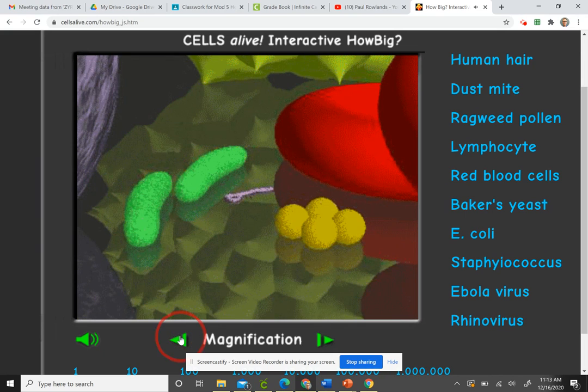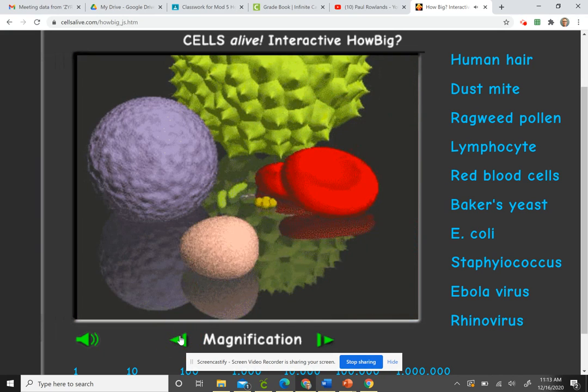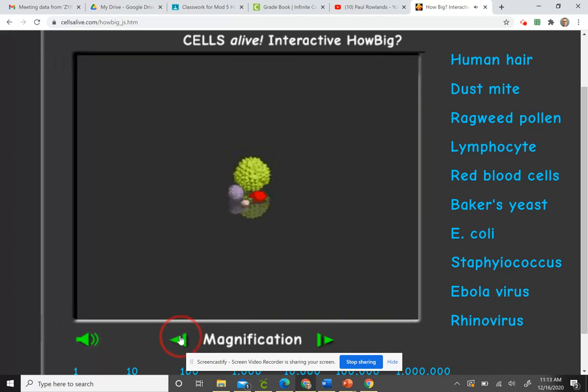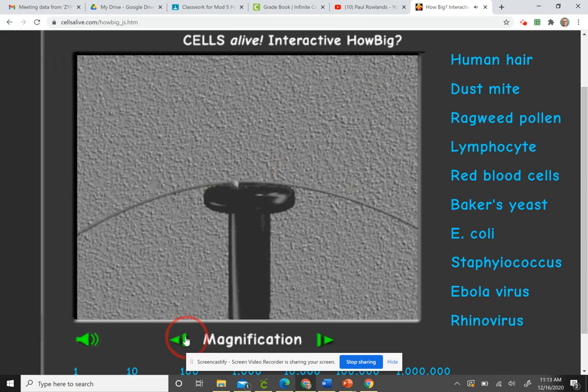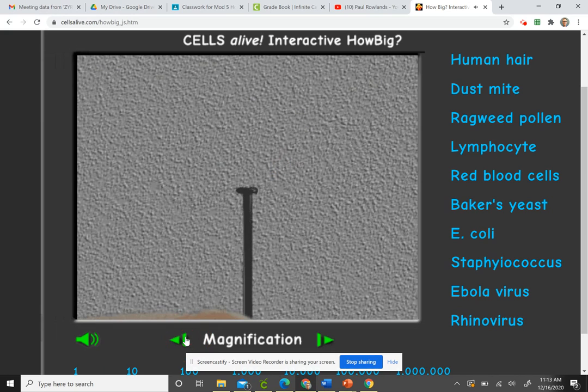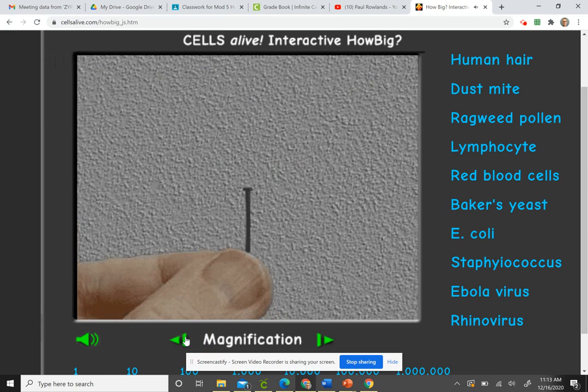Prokaryotic cells are tiny compared to eukaryotic cells. Eukaryotic cells look like a small speck compared to these dust mites, which we can't even see with our eyes. We need a microscope. And all of these things are invisible when you're looking at this tiny, tiny little pin. Okay, so hopefully that helps you to realize how big or maybe how small cells really are.